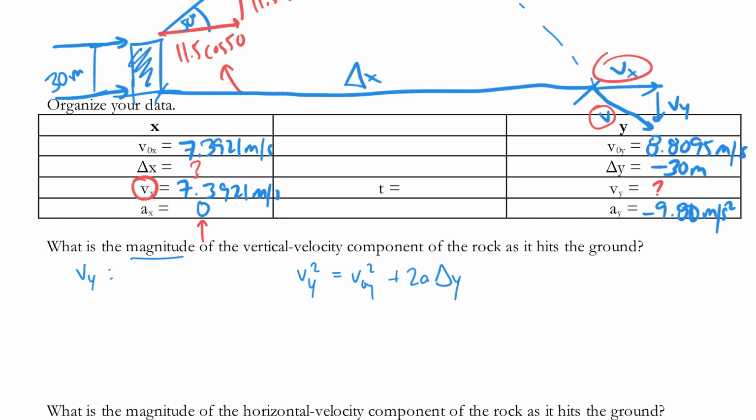Anyway, so the Vy we're looking for is going to be equal to the square root of all that stuff on the right: V naught Y squared plus 2A delta Y. Be very careful with this delta Y. We want to make sure that we put a negative number in there, or else we're going to mess this up.